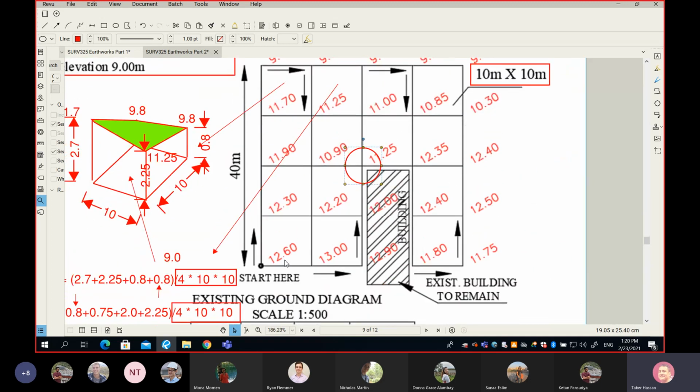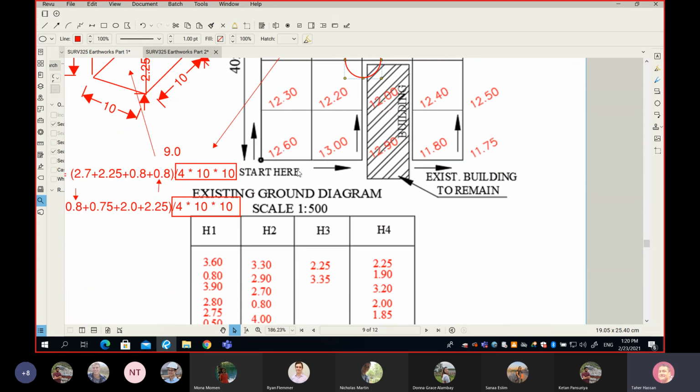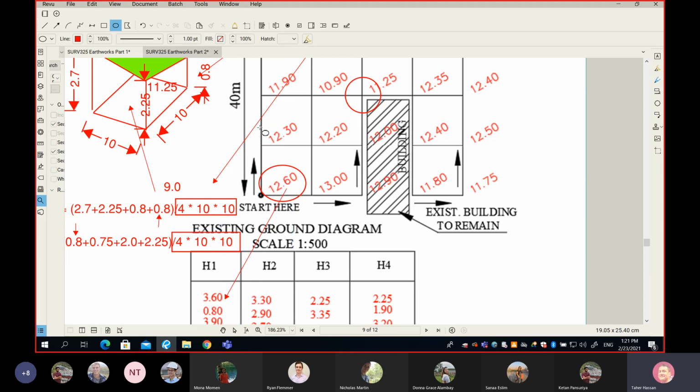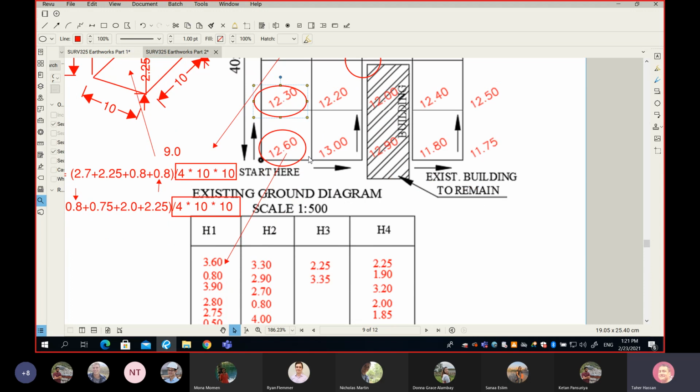And here we can see what is my depth of cut here. Any help? 3.6. And you can see 3.6 and it's in the corner, so it goes into H1. Now I proceed to the north. What is my depth of cut here, where the elevation is 12.3 and I want to go to 9? 3.3. And it's a long edge. A long edge means it will repeat twice and it goes into H2.